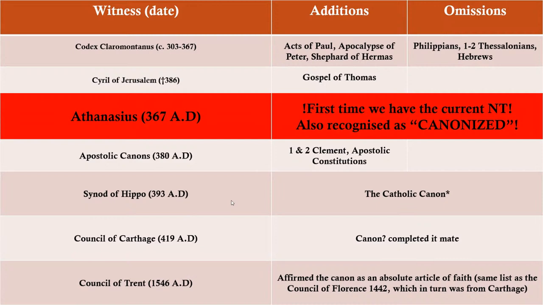But finally, in 367 AD, Athanasius finally gives us what we might recognize as our current New Testament, and he calls it canonized. These are the books he says have been recognized. And yet, a few years later, in the Apostolic Canons, he disagrees again. And they add 1 and 2 Clement and the Apostolic Constitutions back into the mix.